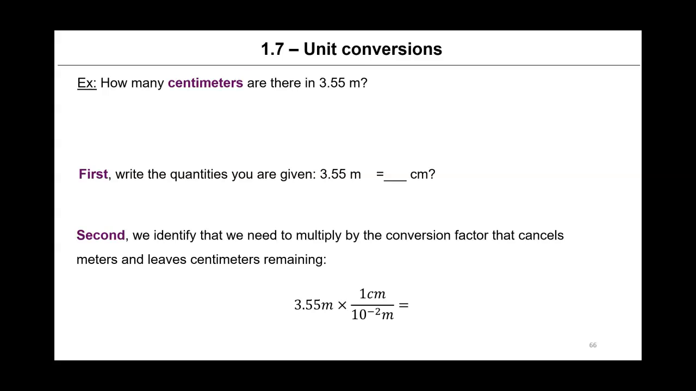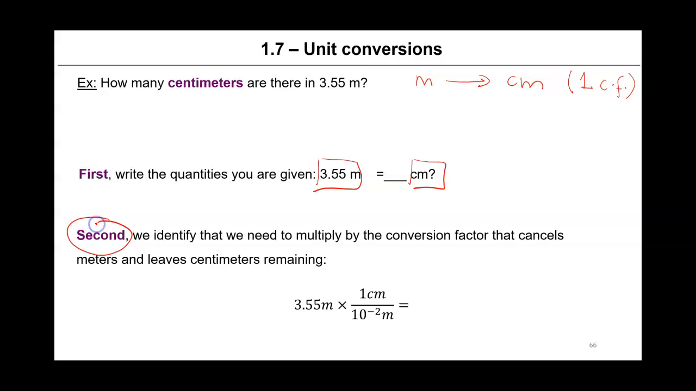So in this first example, we're asked how many centimeters are there in 3.55 meters. So we're performing a unit conversion where we are adding in a metric prefix. So I know that this is going to be 1 conversion factor. So step 1, we're going to write what is given on the left of the page, and then we're going to write the units for what we want on the right.